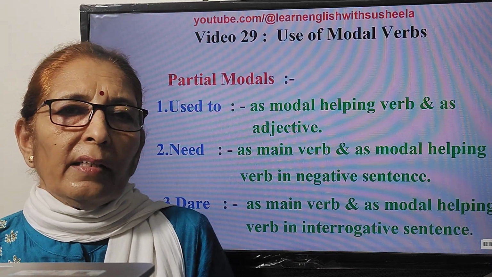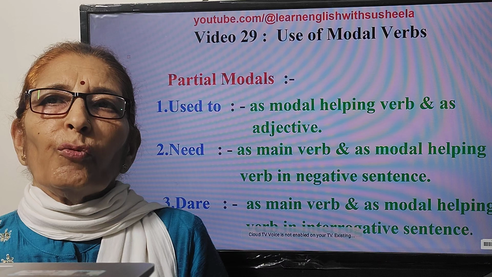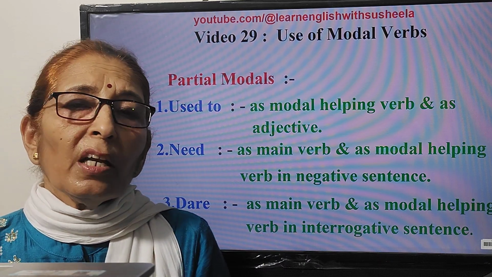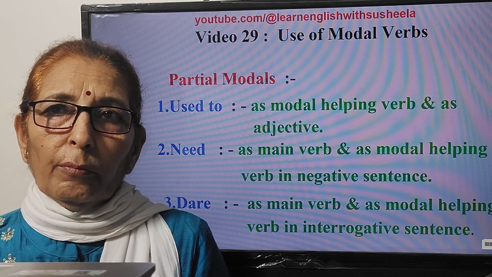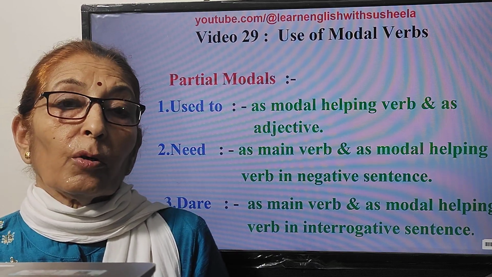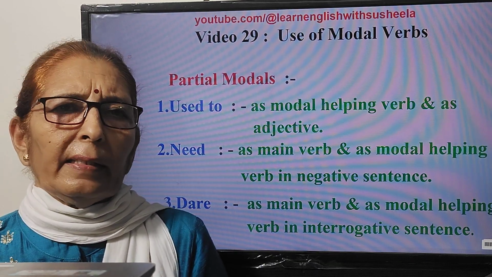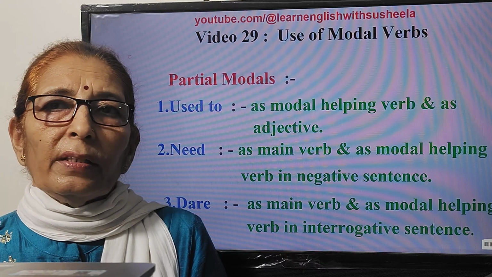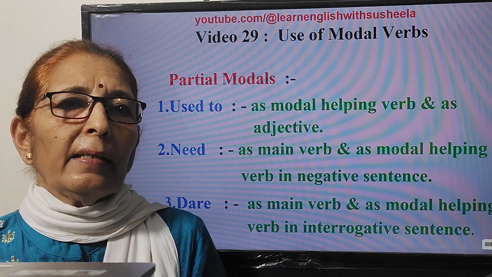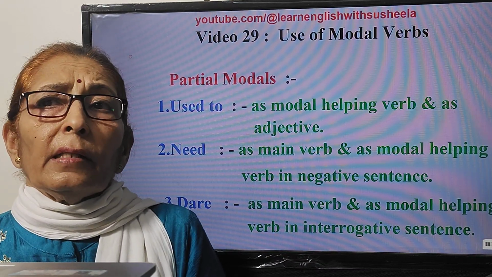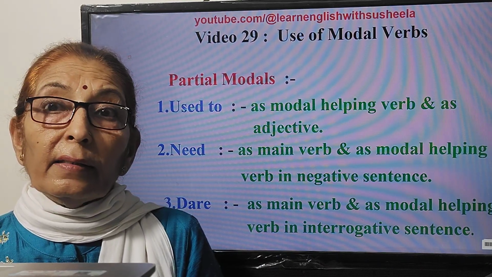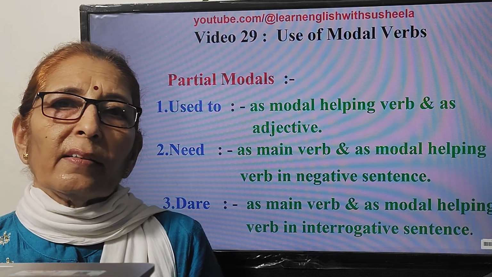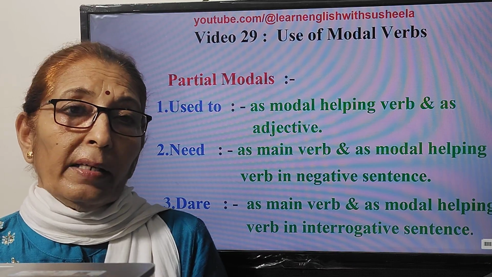Now these 9 were complete modals. Now we are taking partial modals. Partial modals are also known as marginal modals. Marginal or partial, you may call by any name. They are 3. One is used to, second need, and third dare. Now used to is used as a helping verb, and at the same time it's used as an adjective also. How? I give example.